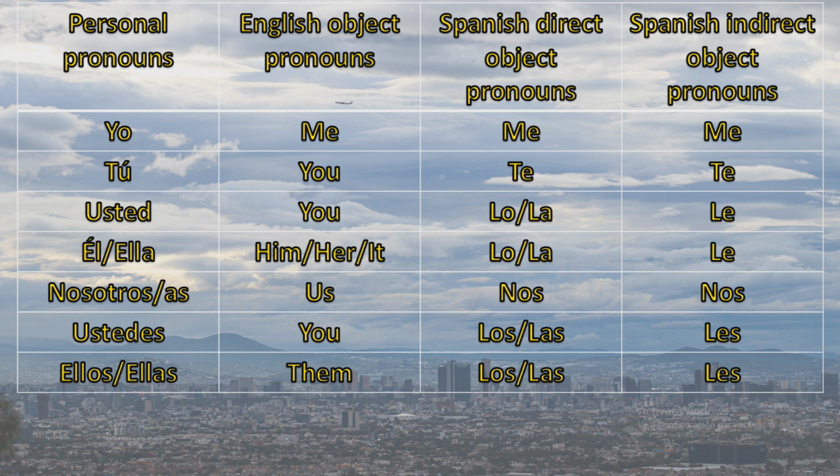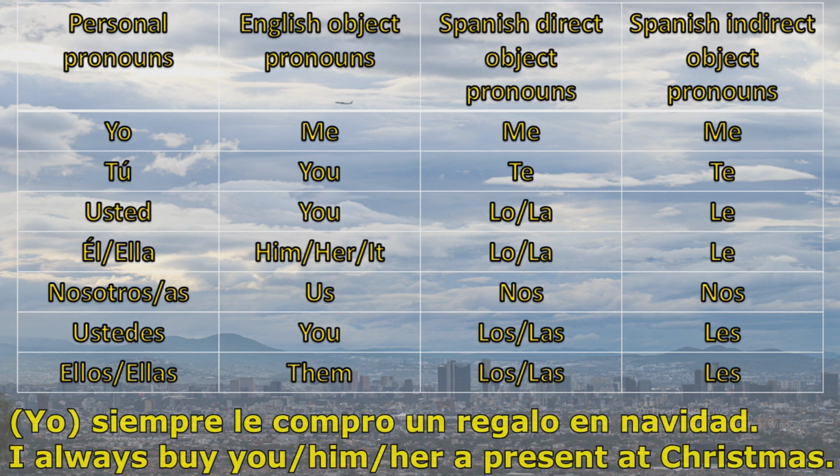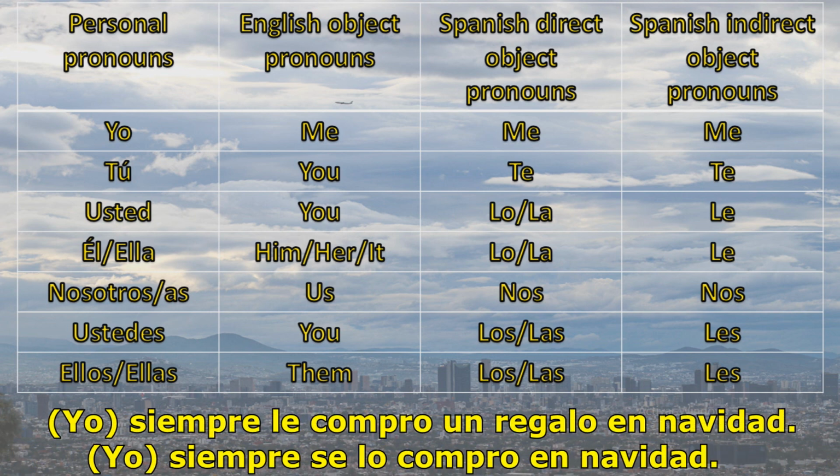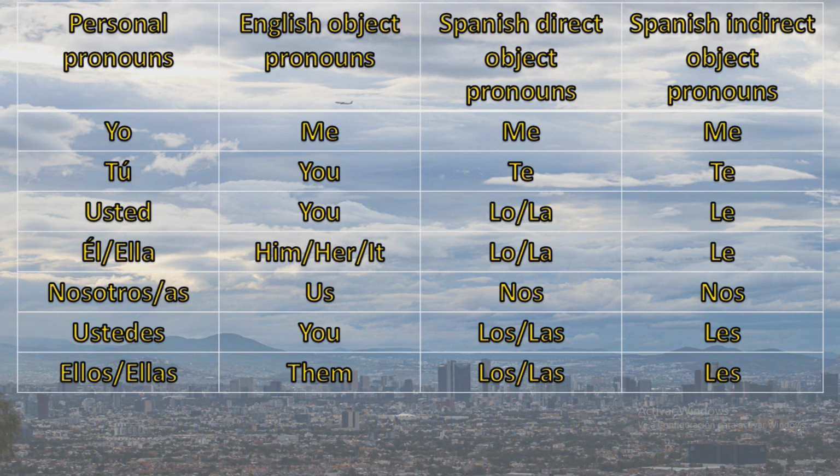And this works for usted, él, and ella, because for the three personal pronouns, I have the same direct object pronouns and the same indirect object pronouns. Okay, so the rule is the same. I can say, yo siempre le compro a ella un regalo en Navidad, or yo siempre le compro a él un regalo en Navidad, or yo siempre le compro un regalo en Navidad, or yo siempre se lo compro. Okay, the rule is the same.